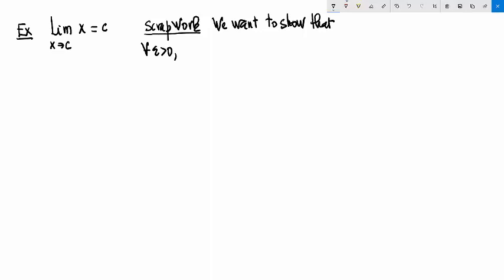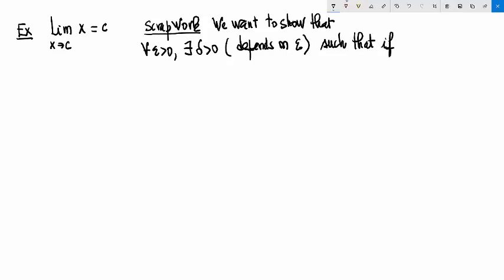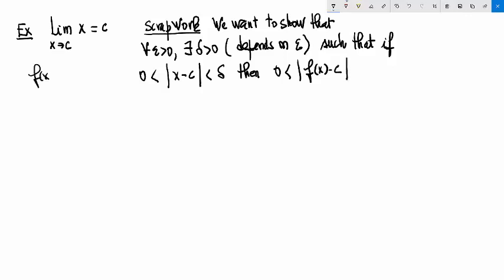that for every epsilon greater than zero, there exists delta, which is positive and depends on epsilon, such that if the distance between x and c is in between zero and delta, then the distance between f of x and c, where I'm setting f of x to be equal to x, will be less than epsilon. This is what we want to prove.